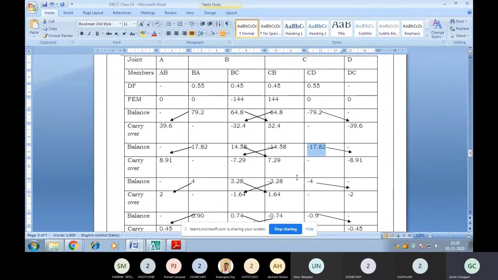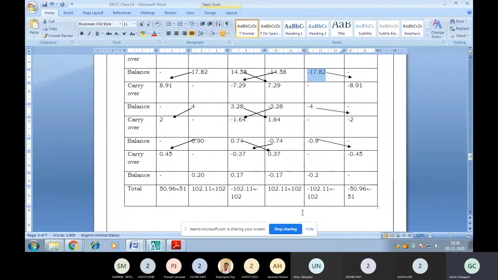This procedure of carryover moment and balancing continues until the last moment is near zero. Then we conclude, and we add the moments at each point. Finally, we got the moments here.